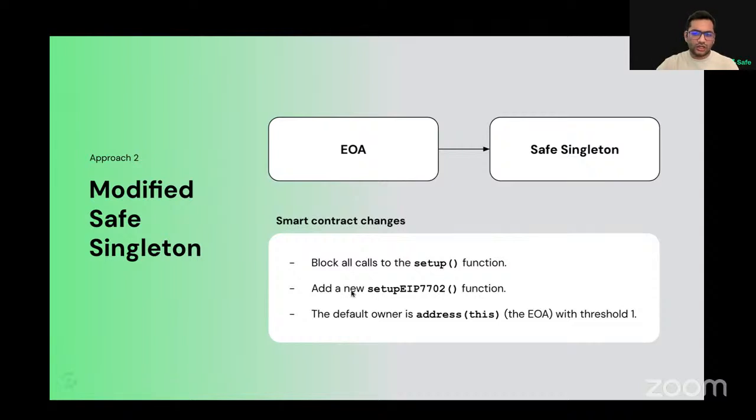And one more unique thing to this implementation is that the default owner of the safe account will be the EOA itself with a threshold of 1. Users can also add new owners later if they want to, or even in the setup call itself, there are other ways to do so. Let's go into the code changes now.